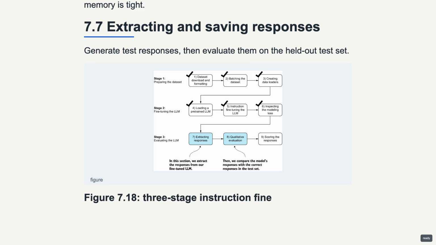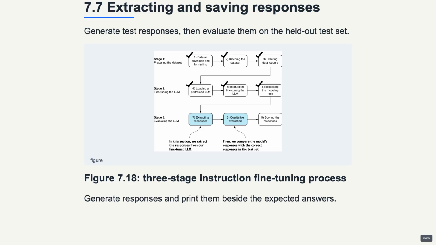The first two stages of the final phase are about gathering evidence. The model's outputs are recorded on the test set, and then those recorded answers are used to measure performance in a more systematic way. The goal here is comparison, not just generation. Printing the prompt, the correct answer, and the model's answer together makes it easy to spot where the model is exact, where it is close, and where it drifts.